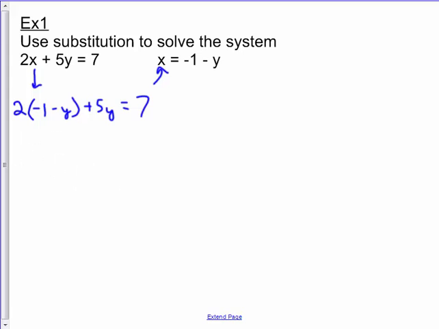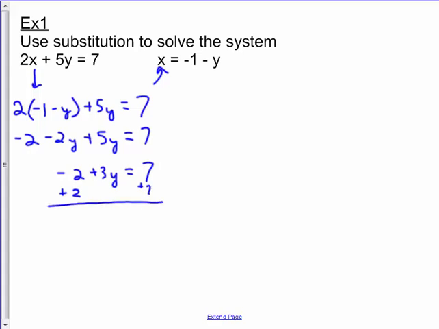When I do this, I'm going to take the 2 and multiply it in. So I get negative 2 minus 2y plus 5y equals 7. Combine like terms, move stuff around. And I'm going to get y equals 3 here.